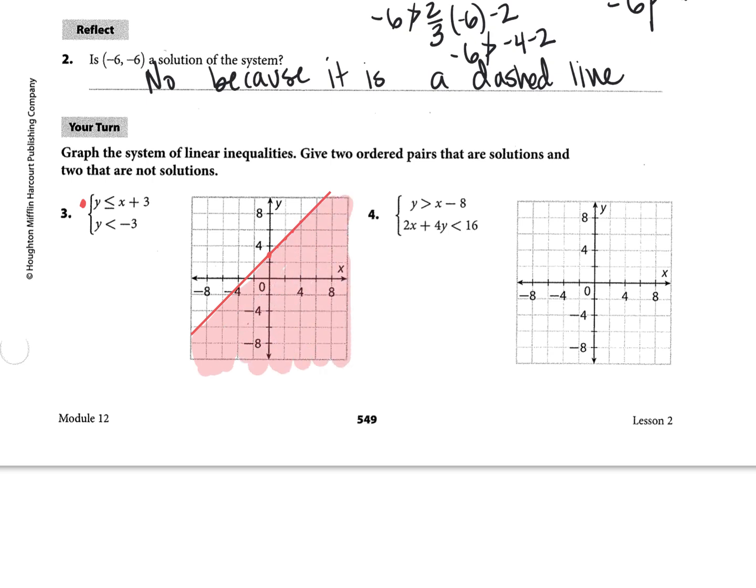The next one, y is less than -3, is a dashed line, and it's going to be at -3 the whole way across because it has a slope of 0 in front of the x. And it is shaded below also. So we will list out 2 solutions in that double shaded section.